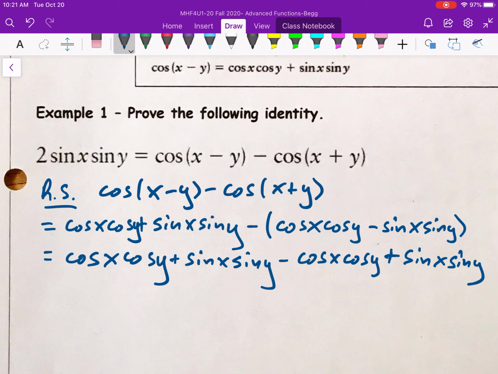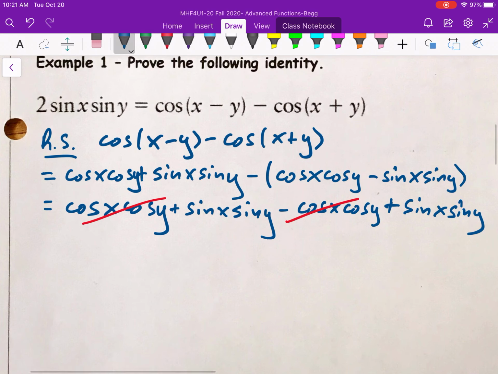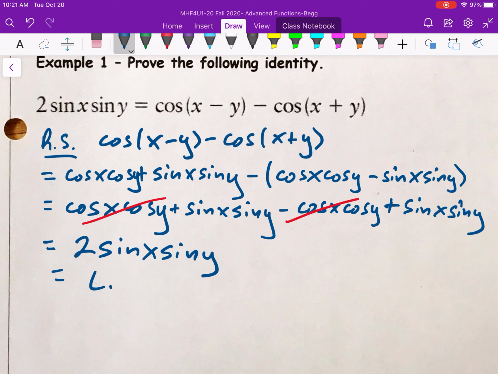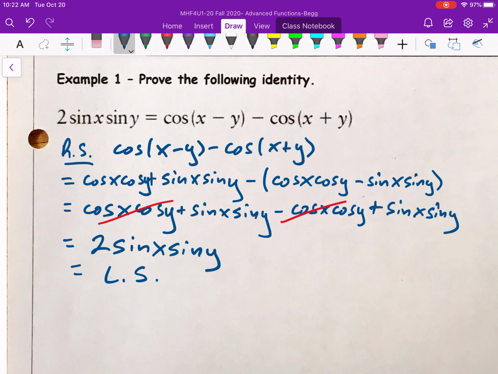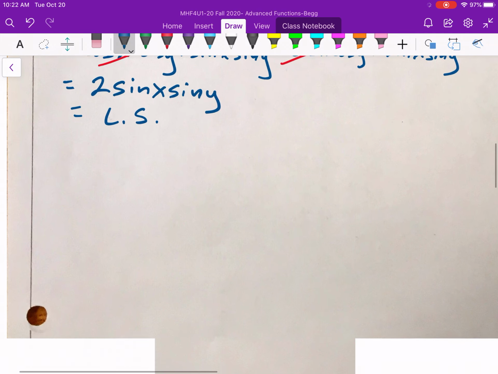And what you'll see is that we've got cos x cos y minus cos x cos y. They cancel out. And I've got sine x sine y plus sine x sine y, which becomes 2 times sine x sine y, which is what the left side of the identity looks like. So there's our proof. So using compound angle formulas again is one of our options.